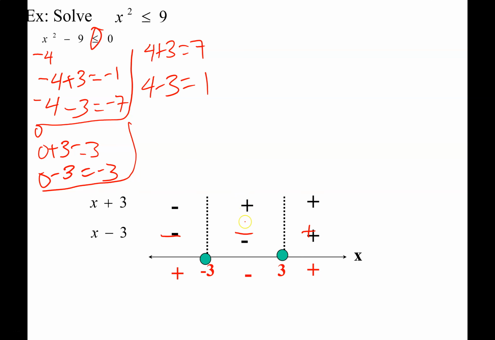So looking at your sign chart, where did we get negative numbers? It would be right here. If we were to pick numbers that are between the -3 and the 3, that's where we would end up with negative values. Okay, so that's where we're going to connect our point. This is our solution here. Now, I'm going to write it in set builder notation as well. So we're going to have the set of all x such that -3 is less than or equal to x, and that's going to be less than or equal to 3.